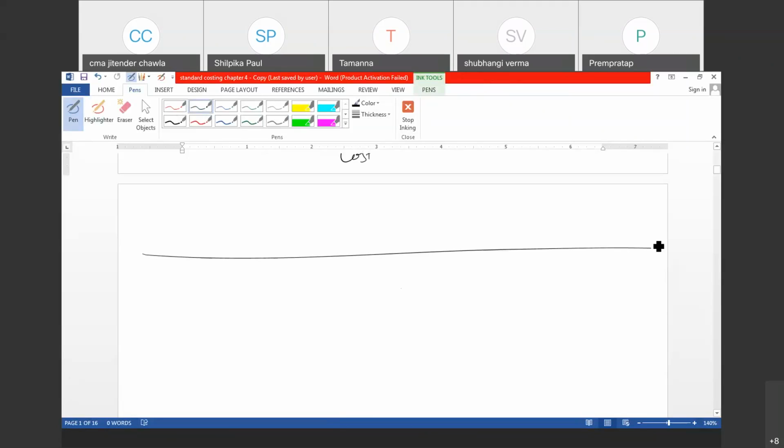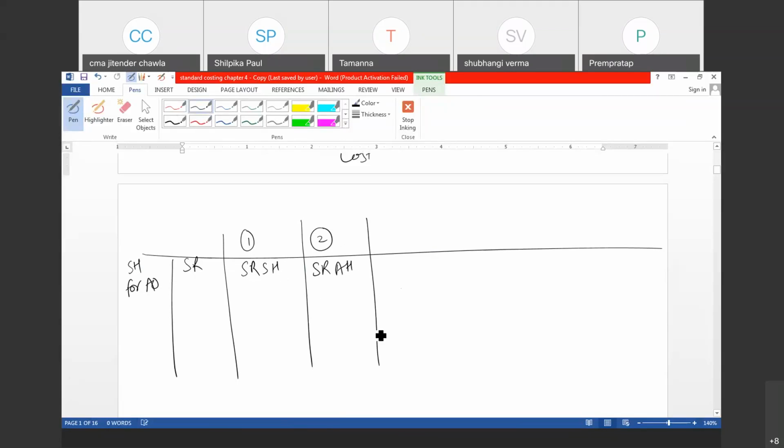What should I write first? SH, standard output, actual output, standard rate. Then my first column is SRSH. Second column is SRAH. Third column is SR revised budgeted hours. So I am doing calculation on the basis of hours.